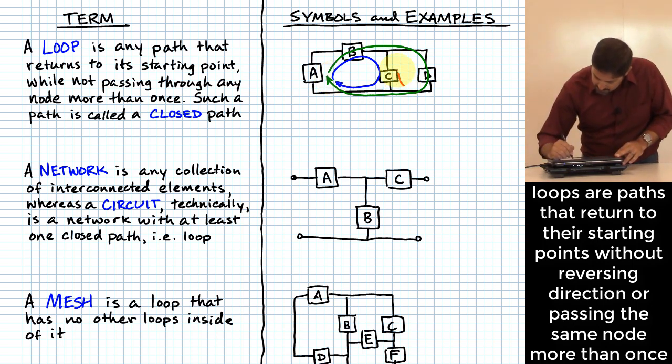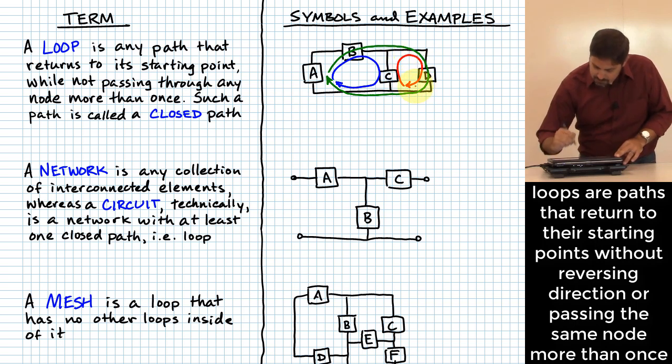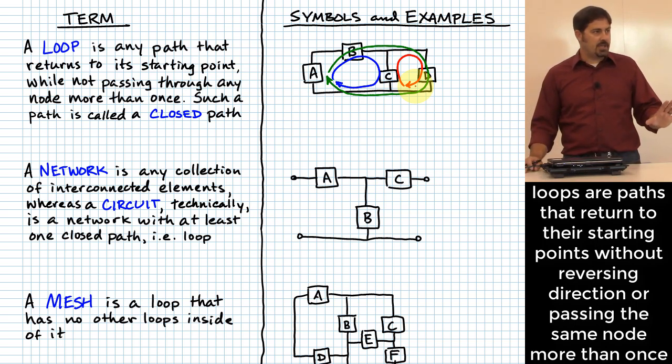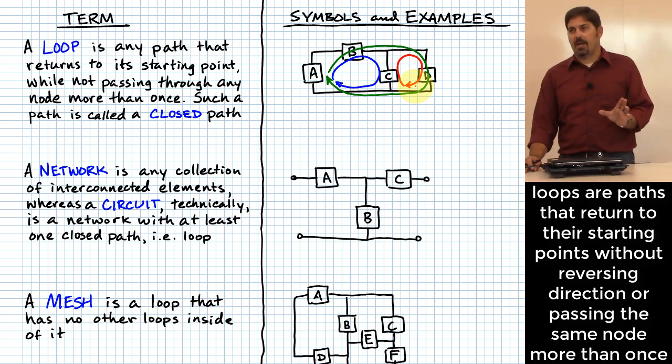Okay. I also have a little loop right over here, right? I can go up and around through C and through D, and I get back to my starting point, not touching any node more than once. Okay? And I think for that little diagram right there, that would be all of my loops that I would have in that figure. Okay?